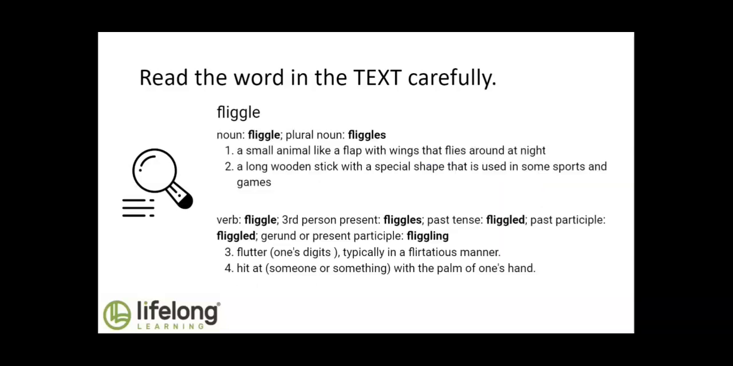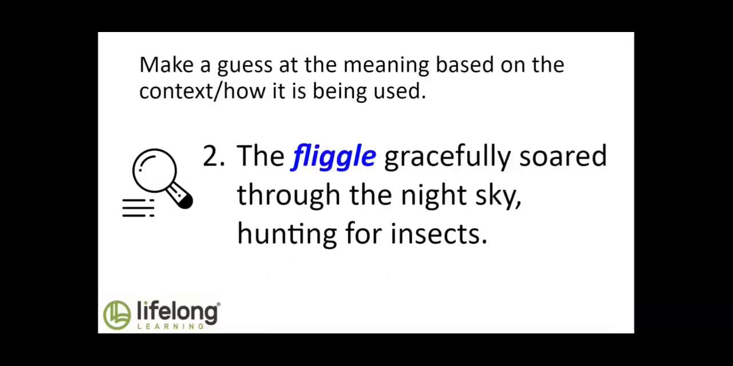So we're going to go to the dictionary and we look up the different definitions of the word. So let's take a look at the definition of the made-up word fliggle. When we read the word in a sentence, we can consider two things from the definition on this page. One, is it being used as a verb? Or two, is it being used as a noun? So let's take a look at the example sentence. The fliggle gracefully soared through the night sky, hunting for insects.